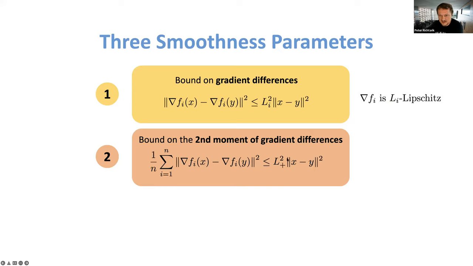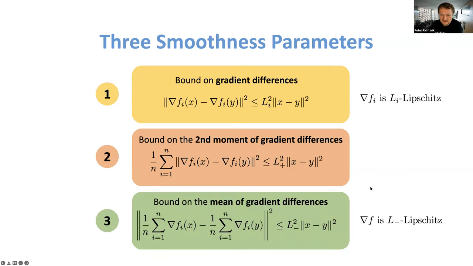So it's the same kind of bound, which is called the constant by a different name, because obviously the constant would be different. Then we can also introduce a bound on the mean of gradient differences. If you do that, this is just the standard definition of the Lipschitz continuity of the gradient of F, because the average of the local gradients is just the gradient of the average. So this is just the gradient of F, okay?